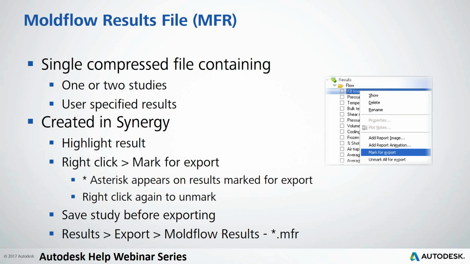You can have user specified results. So if you don't use the standard results from the results list and you make your own custom results, you can just tick and mark them for export as well. So in Synergy, with a result highlighted, we don't have to have it displayed. You just right click to get the submenu come up and we do mark for export.